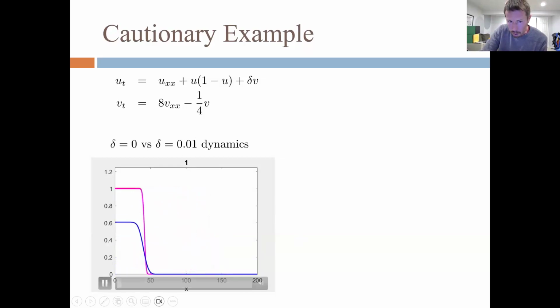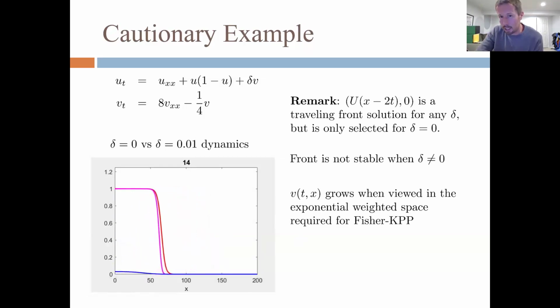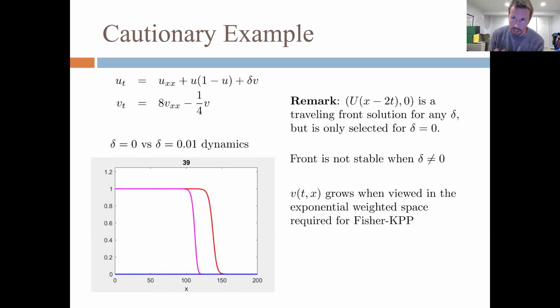And so what's going on here is basically the following fact: when delta is positive, the front is no longer the front that you get when delta is equal to 0. It's no longer stable. The reason for that instability is that to study the stability problem, you have to look at this in an exponentially weighted space, and the exponential weight that you need to stabilize the U component without coupling ends up destabilizing the V component.